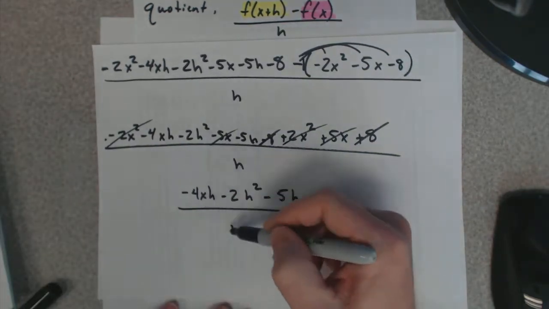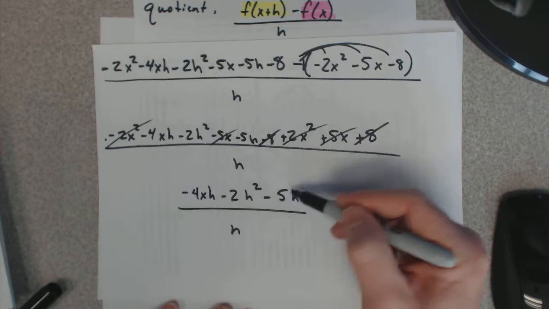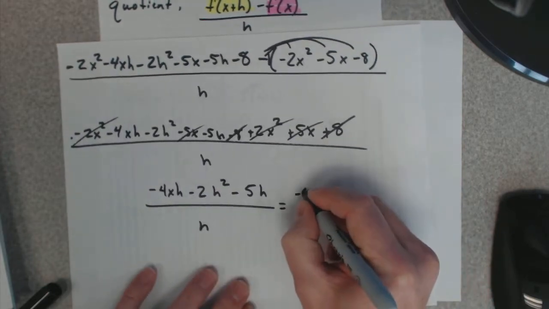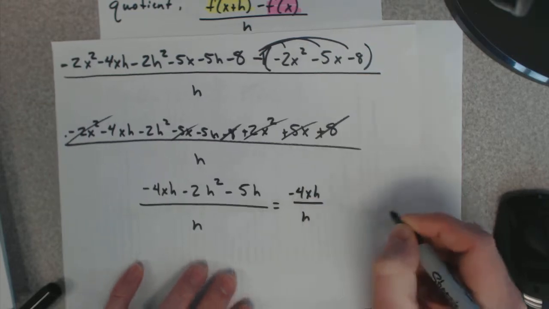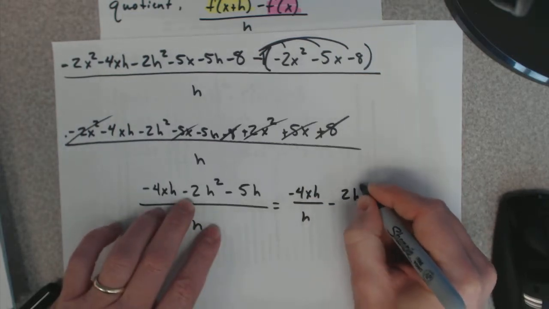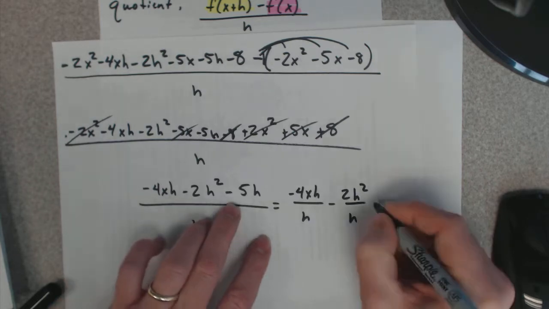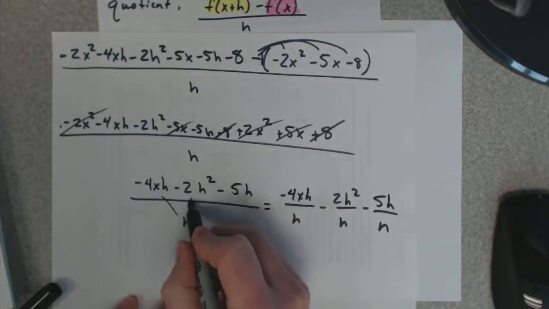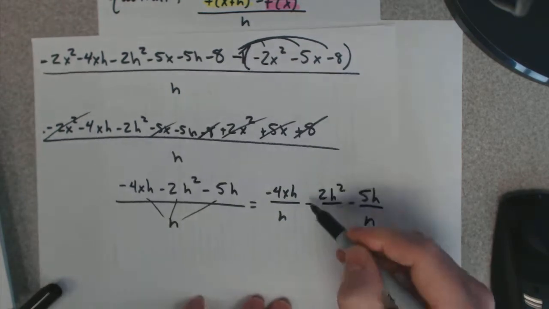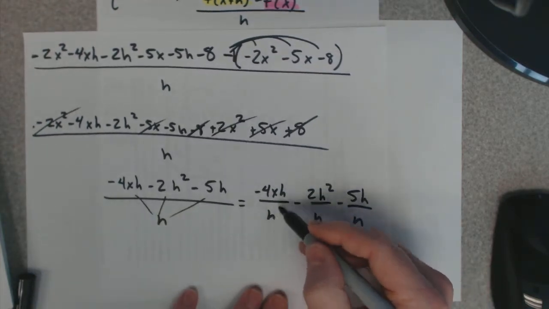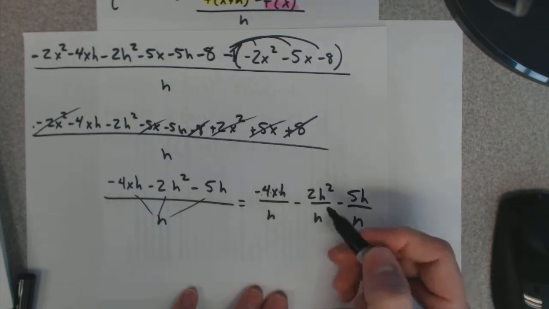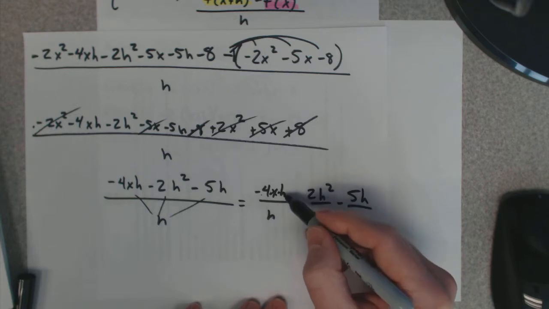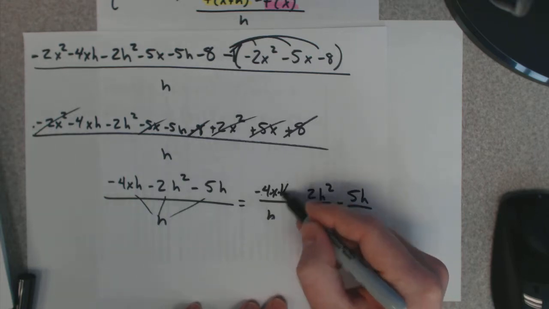Now each one of these gets divided by h. All three pieces get divided by h. So that's the same thing as negative 4xh over h minus 2h squared over h minus 5h over h. Well, look at what happens here. h divided by h. See all these pieces, this is being multiplied together. So since all three pieces are being multiplied, h divided by h cancels to 1.